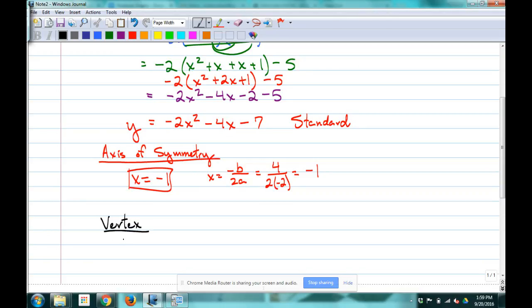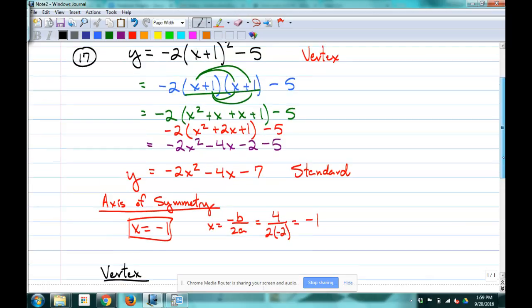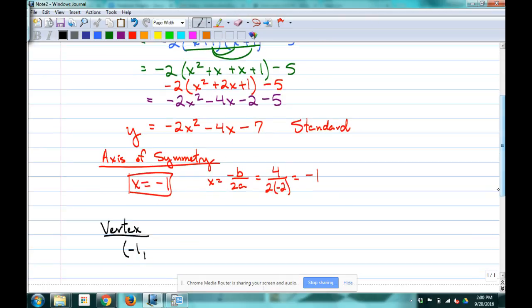So the vertex then would be at -1, and then up here in vertex form, -5 is the y value, or the k for that. In standard form, we've got to plug in this -1 here and work it out. So that'd be -2 plus 4 is 2 minus 7 is -5. Still the same answer by plugging in the x value of the vertex into the problem. It does the same thing in vertex form. If you plug in a -1 there, it would end up doing the same thing. All right. So there's our vertex.